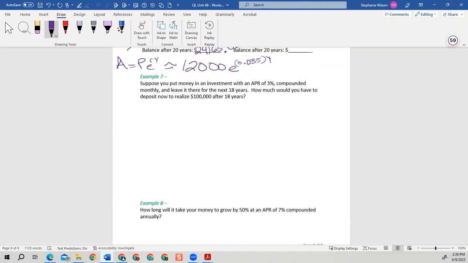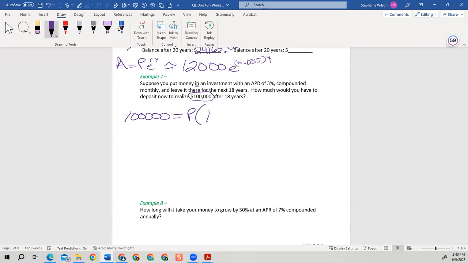So basically, it wants to know to get an end goal of $100,000. What this is actually asking us is, what do I need to deposit today in order to have $100,000 in my account in 18 years? So we don't know the principal now. We just know the outcome. So my A now becomes that 100,000. I don't know what my principal is.